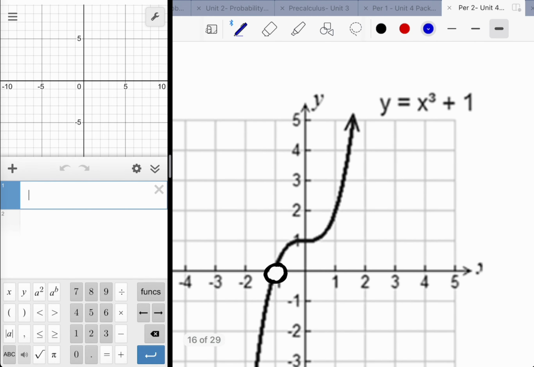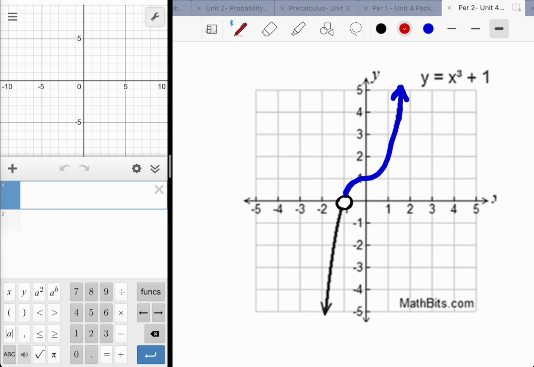So the part that's above the x-axis is right here. The part that's below the x-axis is right here.